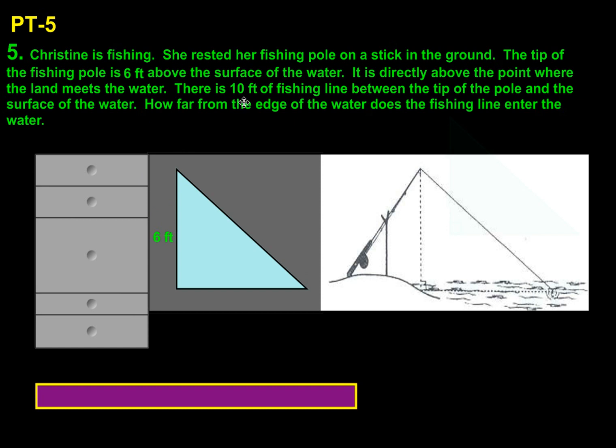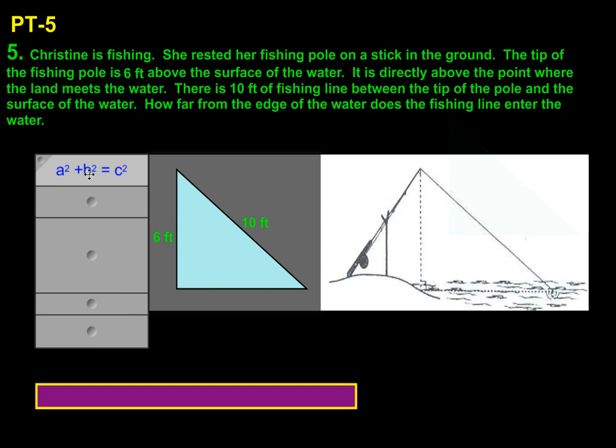Then we have there is 10 feet of fishing line between the tip of the pole and the surface of the water. Well, this represents the fishing line. So that means we have 10 feet over here. So if you notice that the right angle is here, and the right angle would be pointing towards the hypotenuse, that means that the 10 feet is the hypotenuse and 6 feet is one of the legs, and the unknown amount is another one of the legs. And now that we know that, we can set up Pythagorean theorem.